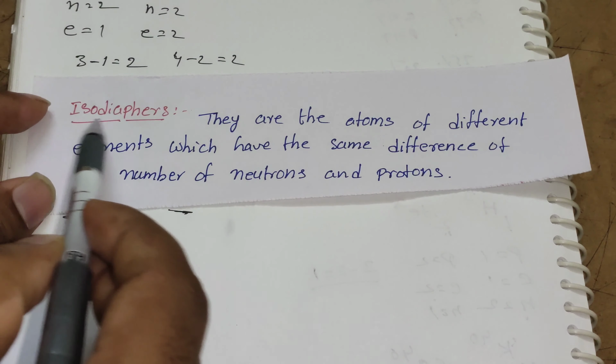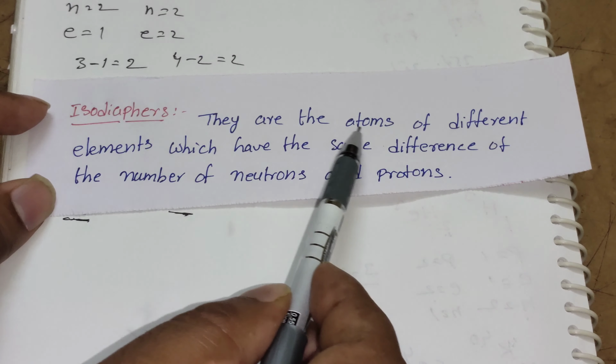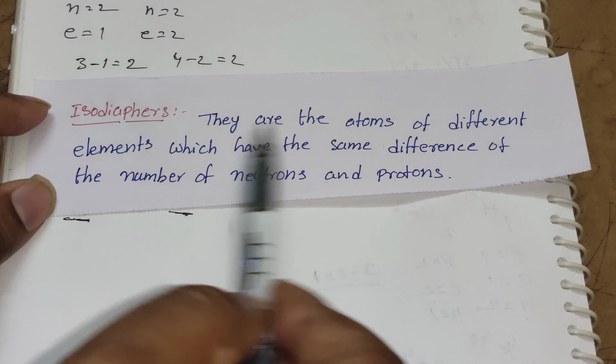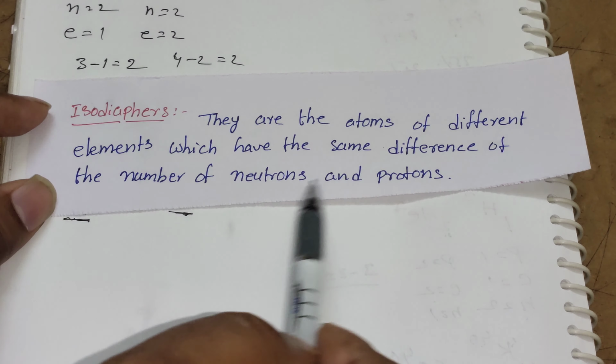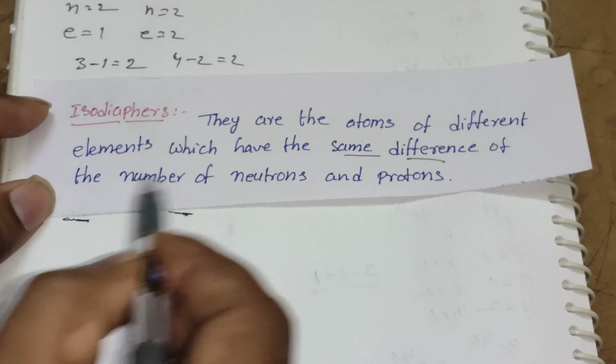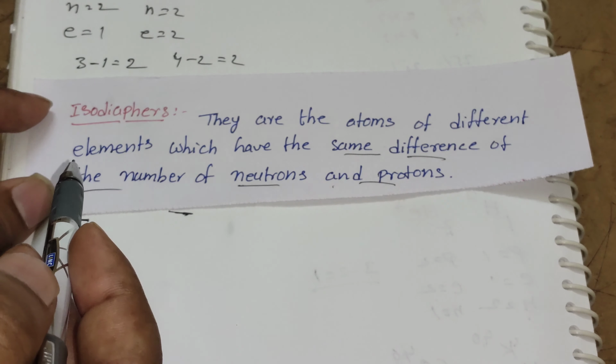Next one is the isodiaphers. The isodiaphers are the atoms of different elements which have the same difference of the number of neutrons and protons. Here the difference between the number of protons and the neutrons is the same. Those are called isodiaphers.